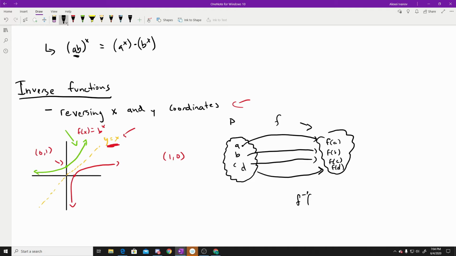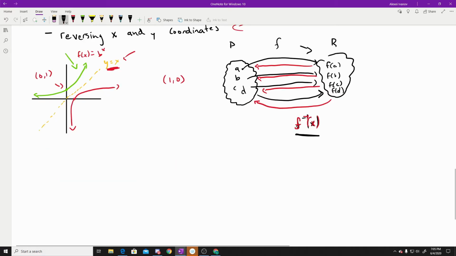is denoted like this, -1. The inverse will take elements of the range or codomain and map them back to the original. Take f of d and it will map it back to d. It will take f of c, map it back to c, f of b, map it back to b, and then f of a and map it back to a. And that's what this inverse function right here will do.